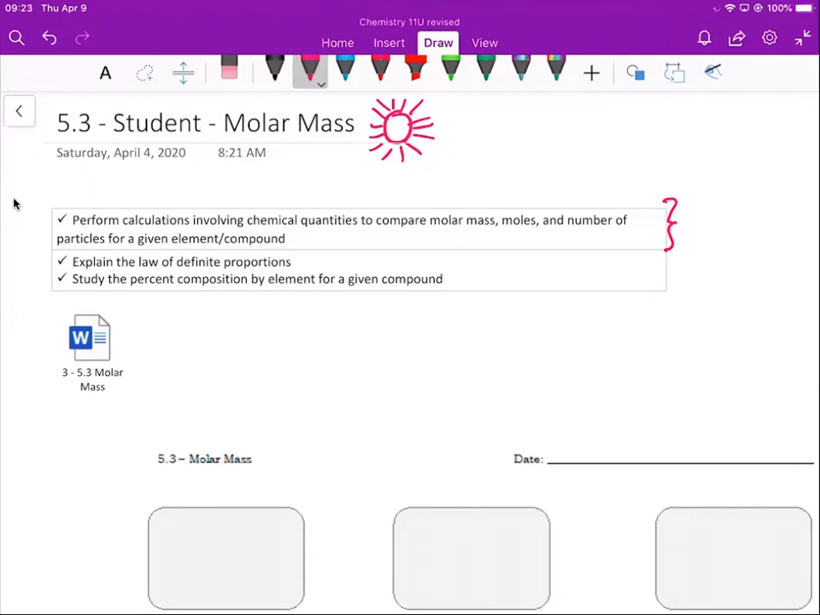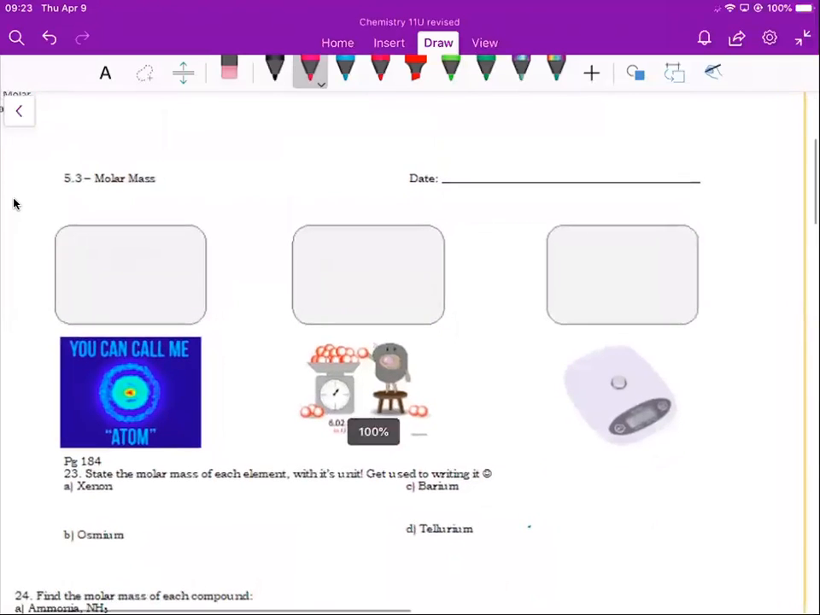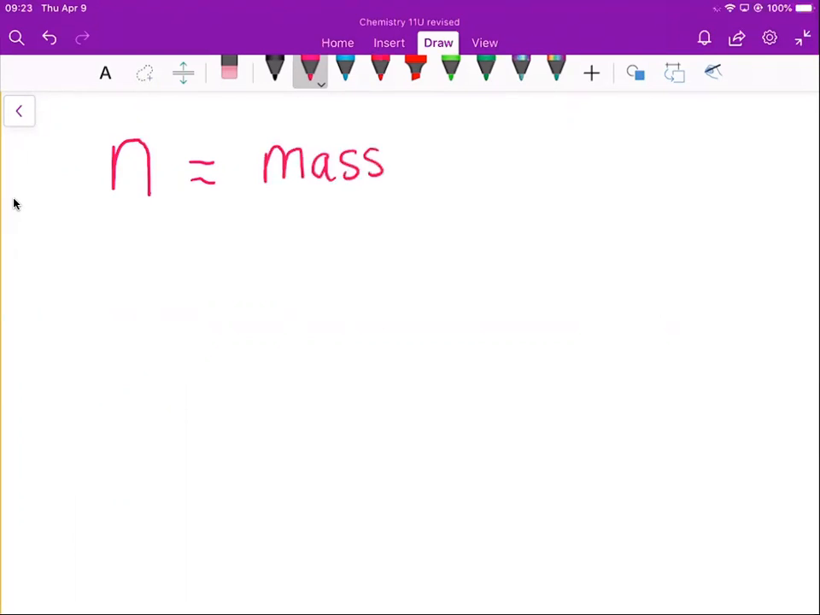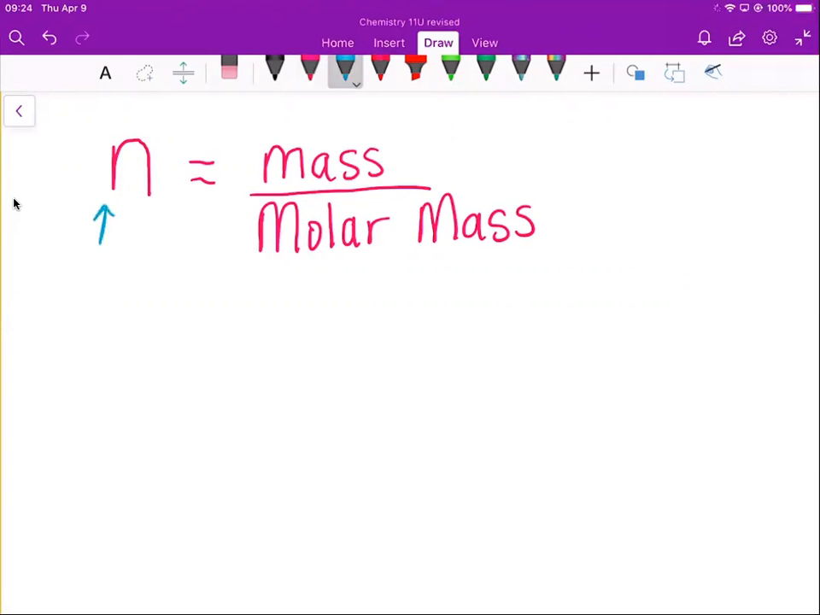Before I can get into this little diagram that I have here, I want to just go through the new formula. The number of moles, n, is equal to mass divided by molar mass. If we're looking at our units, number of moles is mol. Mass is always in grams. Chemistry likes grams, not kilograms, not anything else, grams. And molar mass is grams per mole.